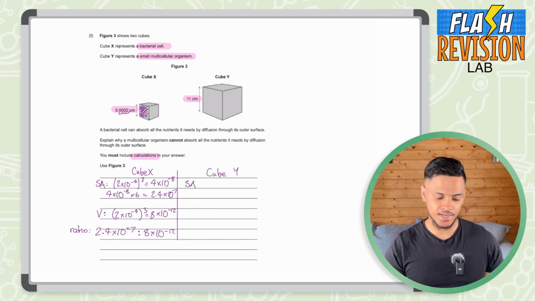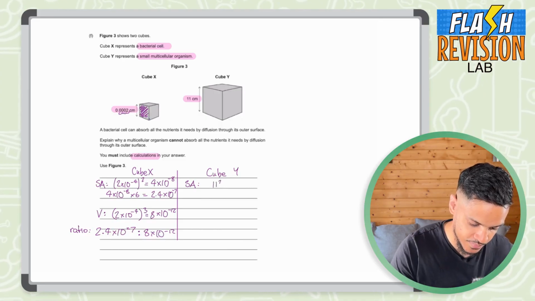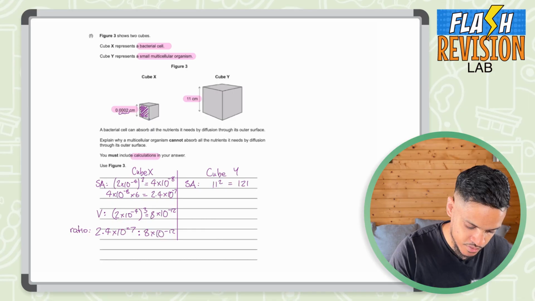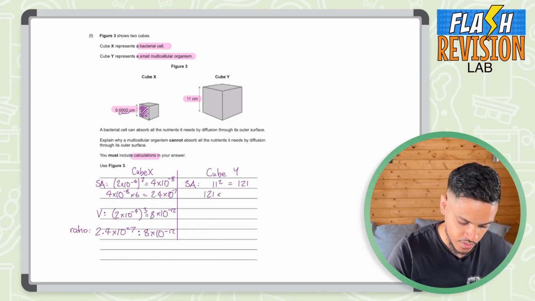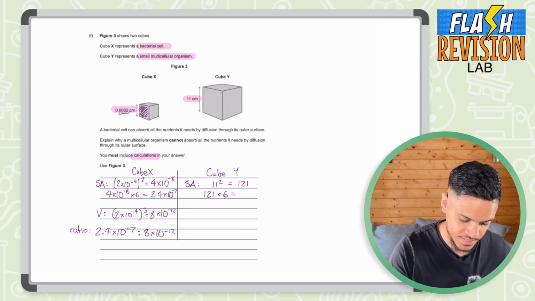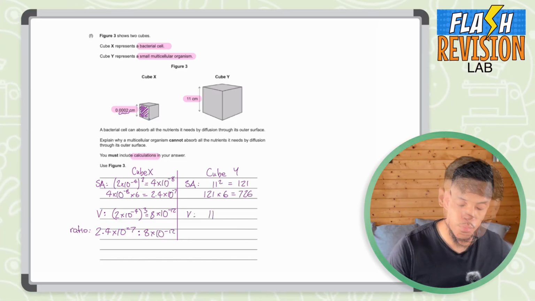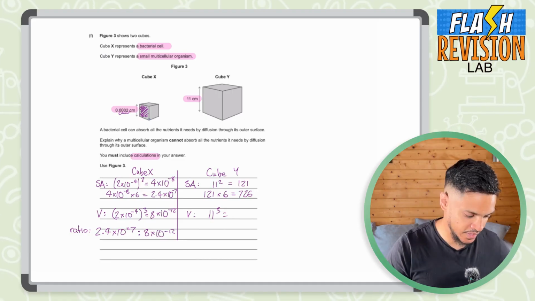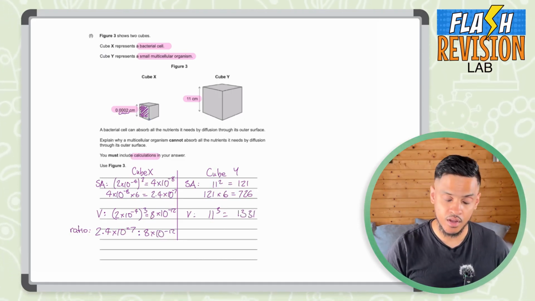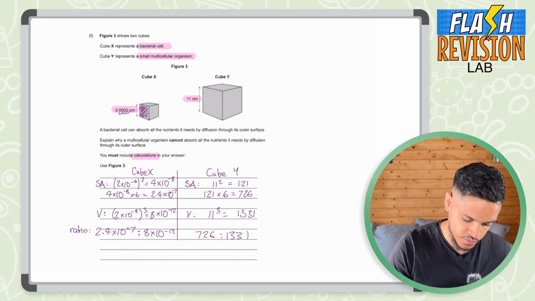Now we need to do exactly the same for cube Y. So let's start off with the surface area. Let's do exactly the same thing. We're dealing with easier numbers here. It's just 11. So we're going to do 11 squared, which is 121. We're going to times that by the number of faces in a cube, which is 6. And that gives us 726. So that's our surface area. For volume, we're going to do 11 cubed. Putting that in the calculator gives us 1,331. So our ratio for this cube Y is 726 to 1331.